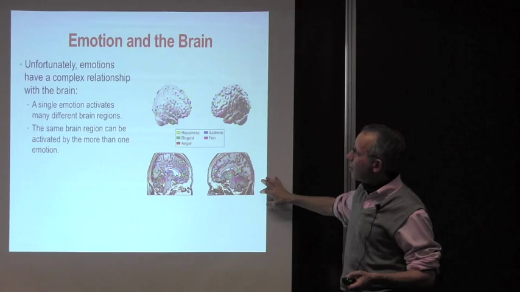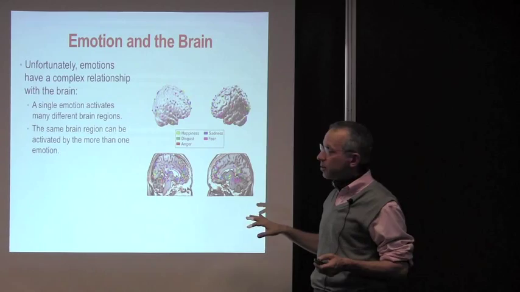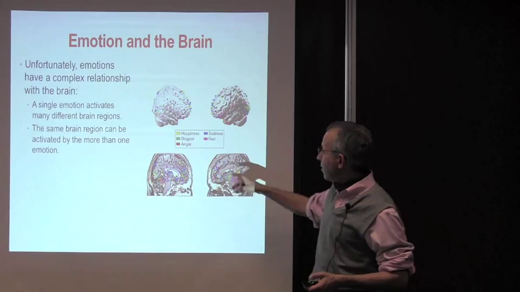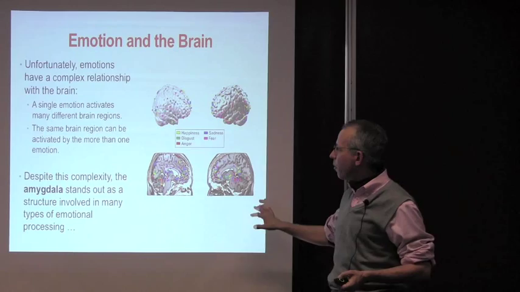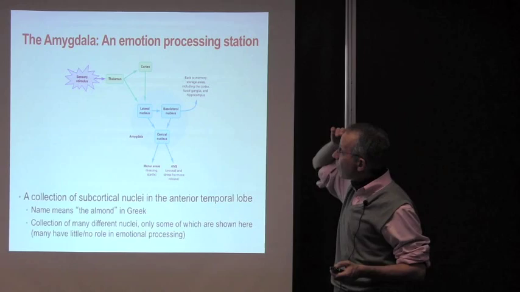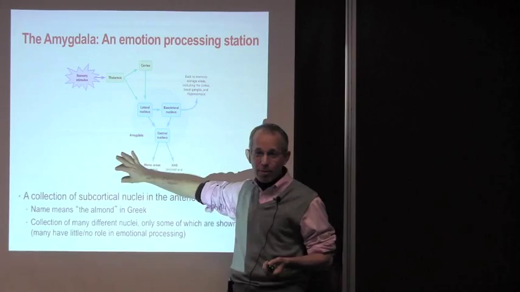So emotions have a very complex relationship. A single emotion can activate many brain regions, and the same brain region can be affected by many emotions. So it's not the case that there's going to be a simple mapping. This was an attempt to take the five key emotions and relate them to the brain. As you can see, it's sort of a mess. There's no real locus. But the one brain region that stands out for emotions, particularly for fear, is the amygdala. You should all be able to create a mental image of this and reproduce it. This shows you the basic circuitry for fear conditioning.